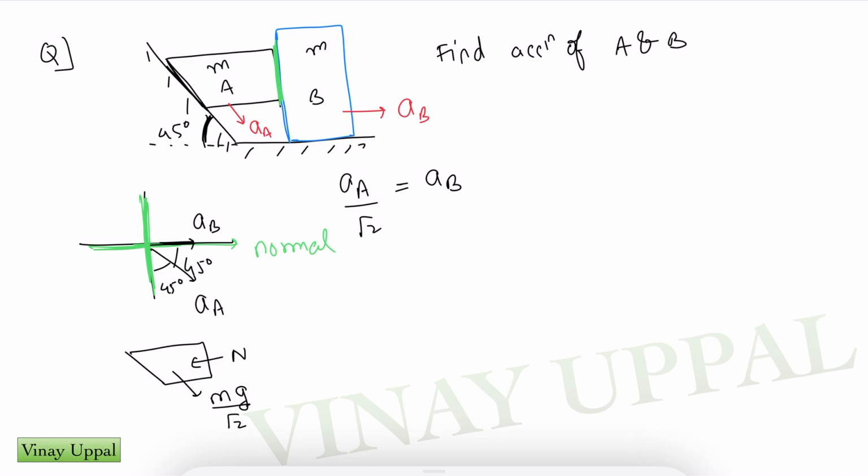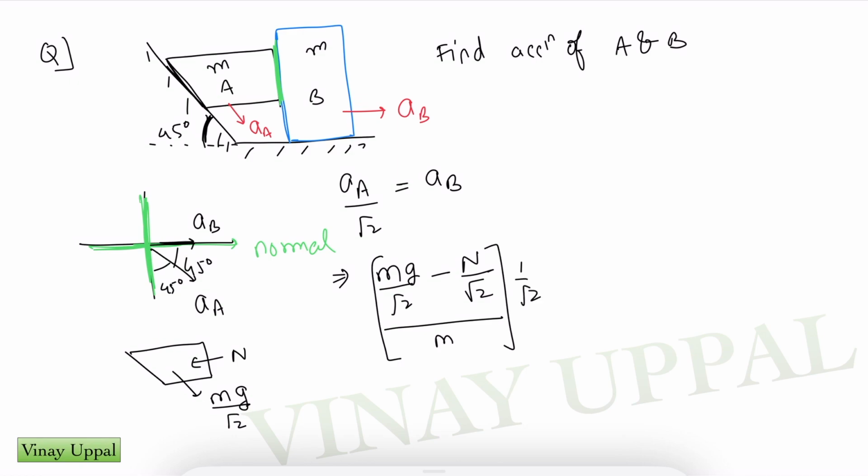So along the incline, the acceleration of A, can I write it as mg by root 2, and the component of normal along the incline will also be N cos 45, so N by root 2, divided by m. This is the acceleration of A divided by root 2, which should be equal to the acceleration of B. And the acceleration of B is very straightforward. It only has a normal force acting on it, completely along the horizontal, so N by m.